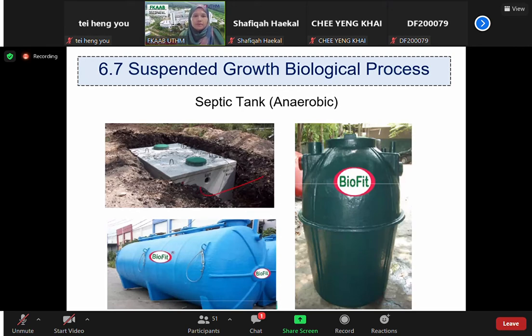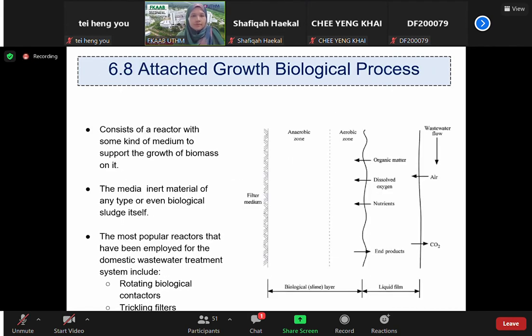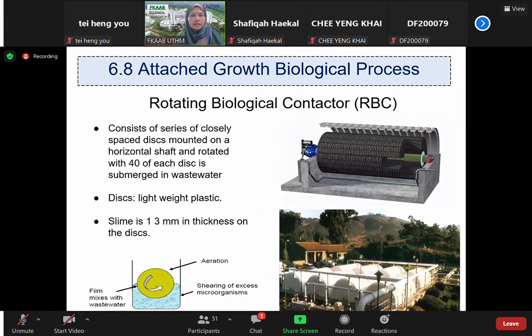So yang macam ni biasa lah kan. So there are lots of types of anaerobic septic tank like this. This is the guide for the development of on-site sanitation according to WHO, World Health Organization. Dia pakai sendiri. Okay, so these are the mechanisms of the reactor. Okay, yang ni for the community.